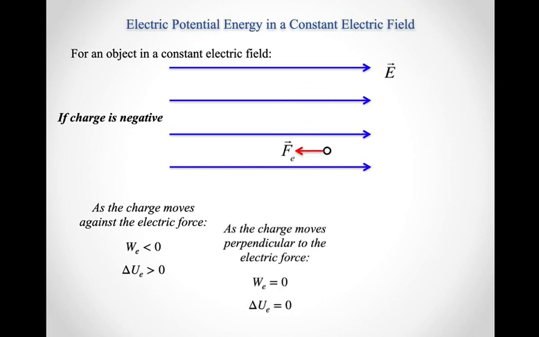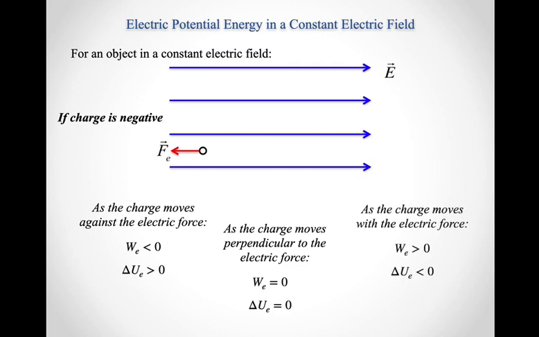Move it perpendicular to the force, just like before, the electric force does no work and the electric potential energy doesn't change. Now when I let the particle come back to the left, it's moving with the electric force, and so the electric potential energy of my negatively charged particle is decreasing. How your particle moves is only part of the answer in terms of thinking about how its electric potential energy is changing as it moves around in a constant electric field. I also have to know what's the charge of the particle. That's the other important difference here.